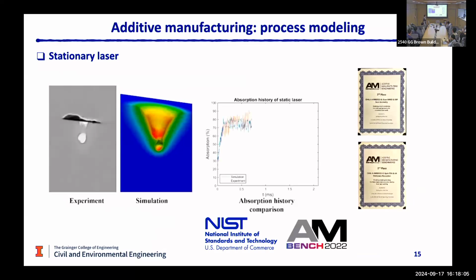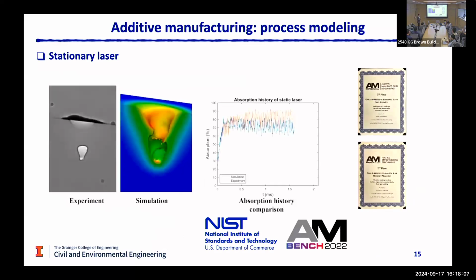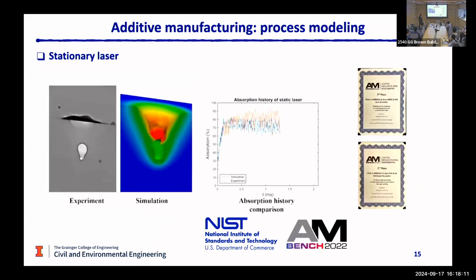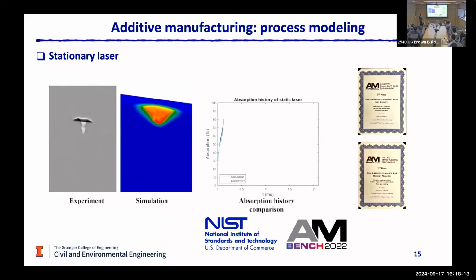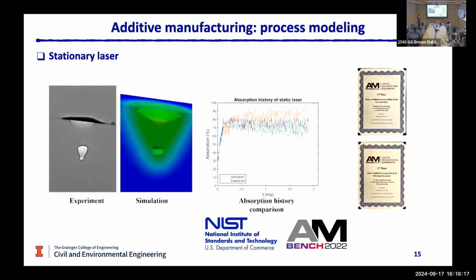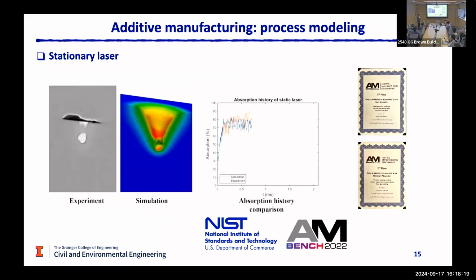Now, let me show you several applications, okay? I will primarily focus on validation and verification, okay? So the first one is a stationary melting process. This is a fresh result from the NIST AM modeling competition 2022.